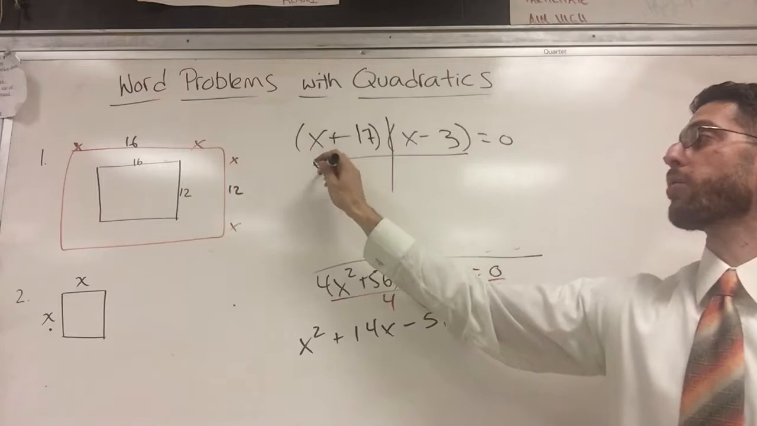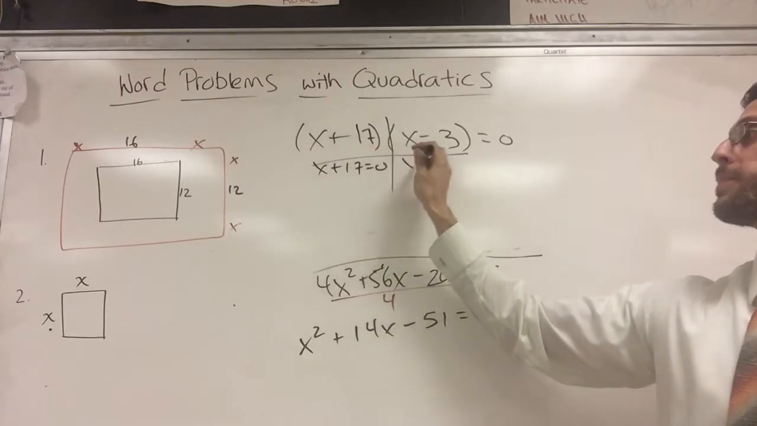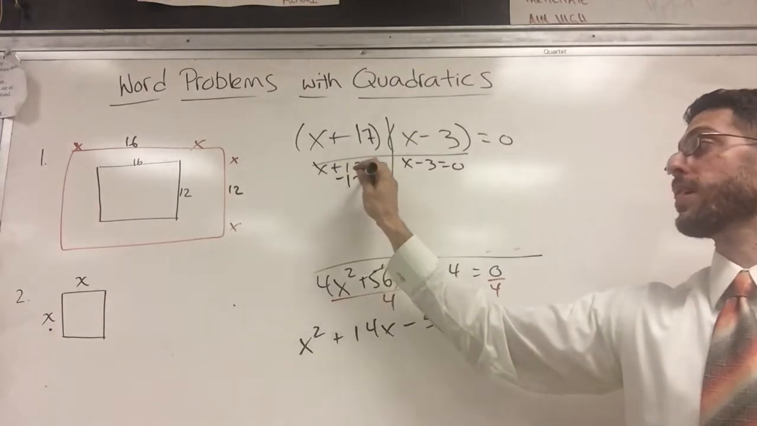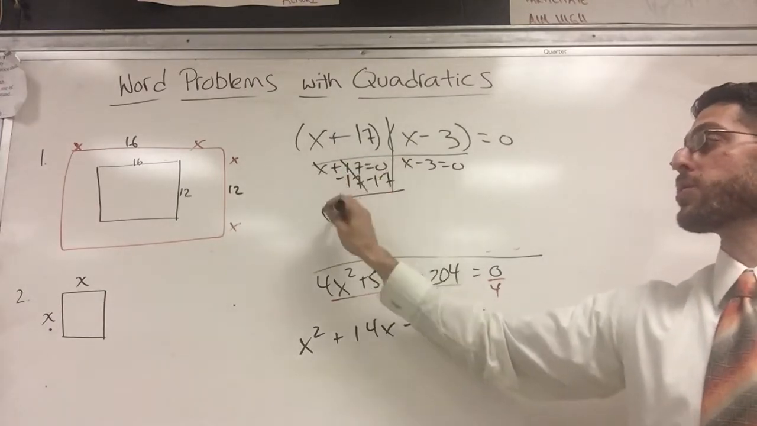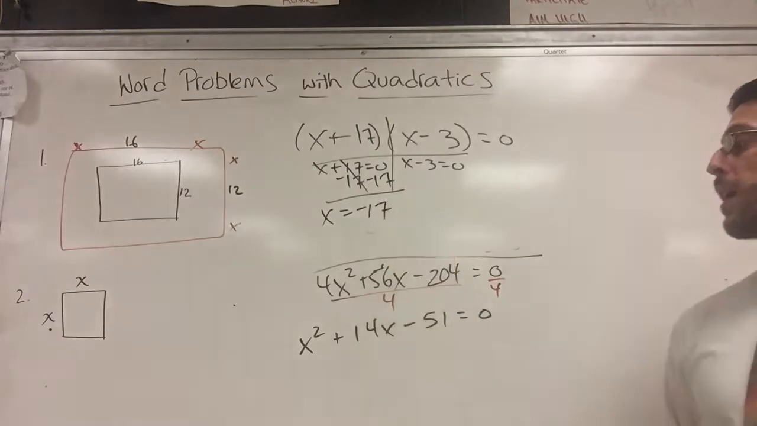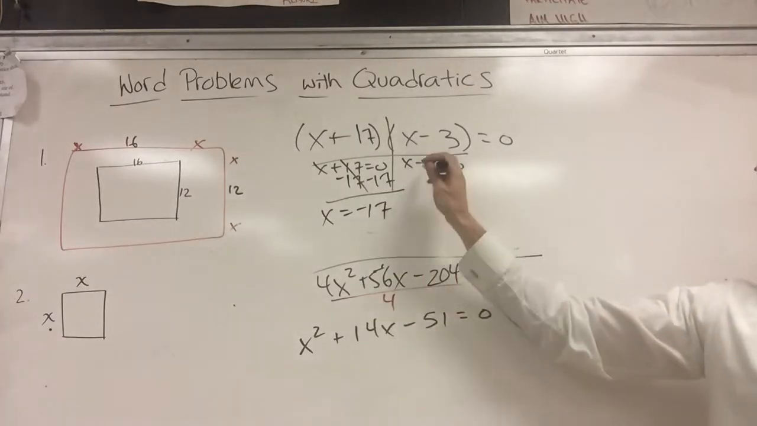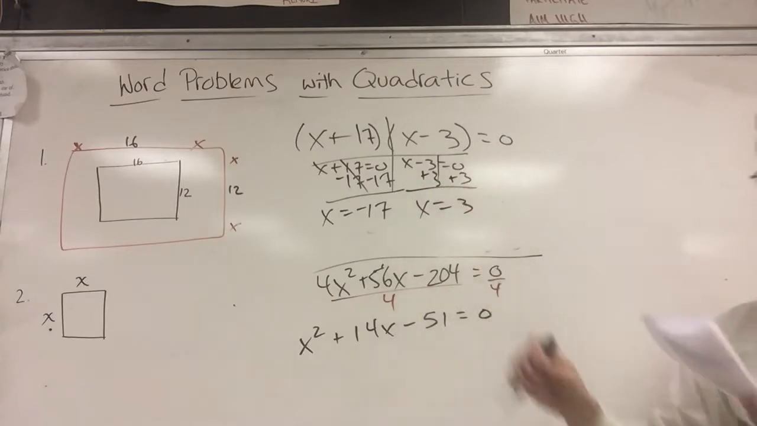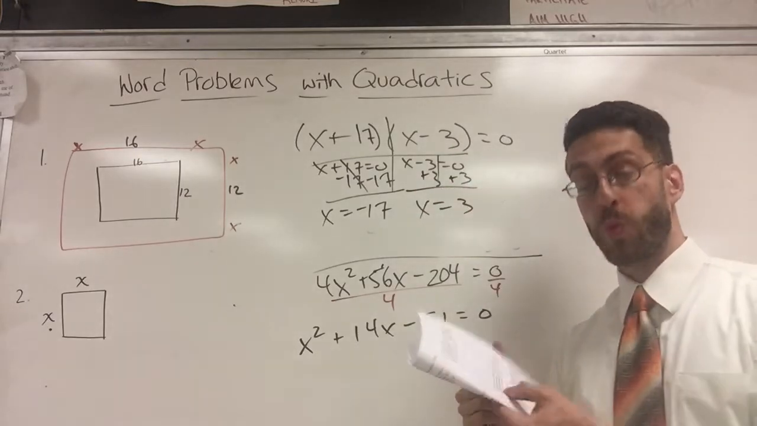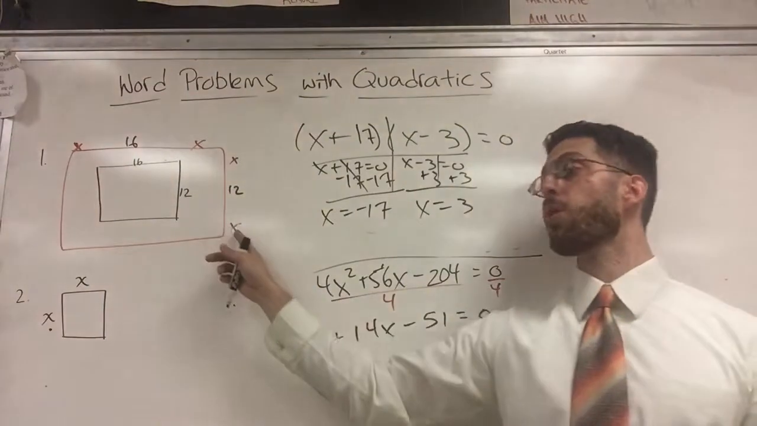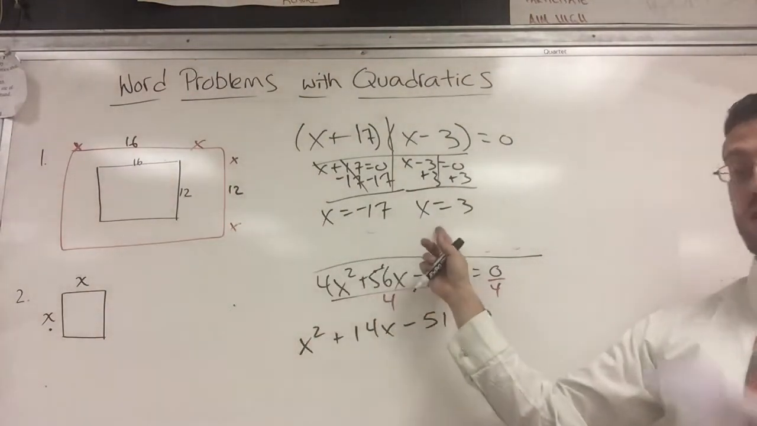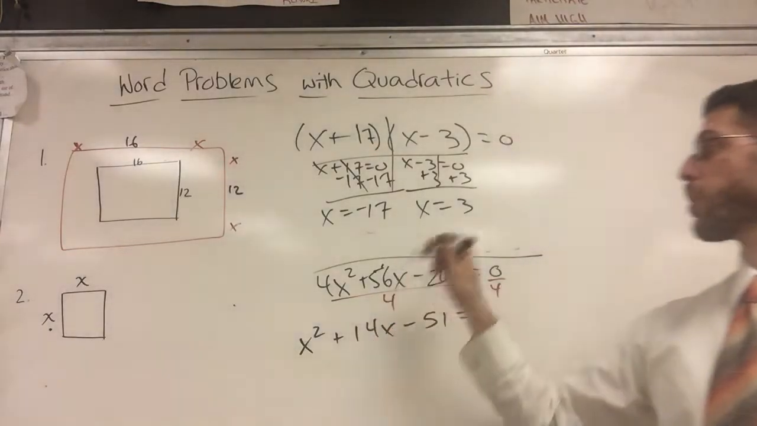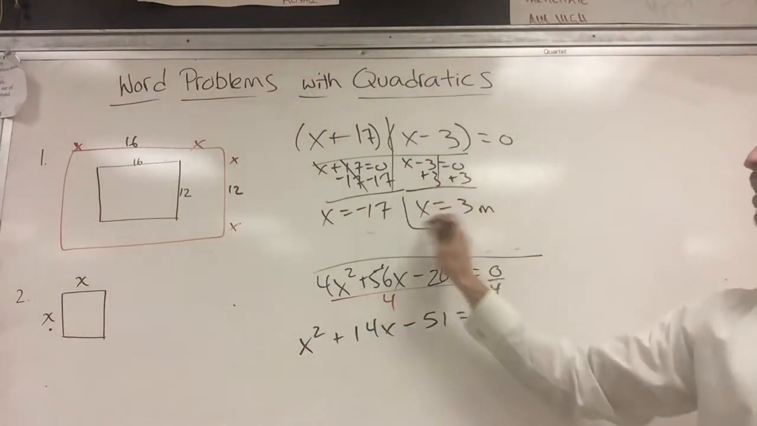My t-chart will reverse the signs, because if x plus 17 is 0, then x itself must be the inverse, which is negative 17. And here, the inverse is positive 3. So it looks like when they ask you, find the width of the walkway, well, you said the width of the walkway was x, and x is 3, well, then you double check your yards, meters, what is it? It was meters. So the walkway is 3 meters.